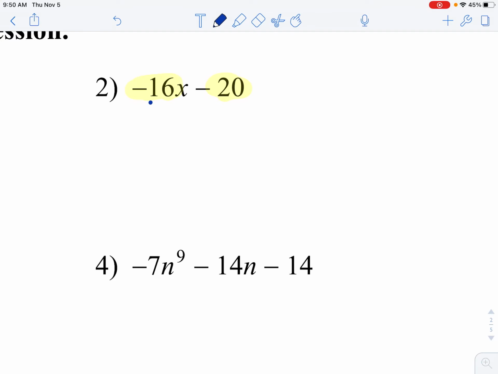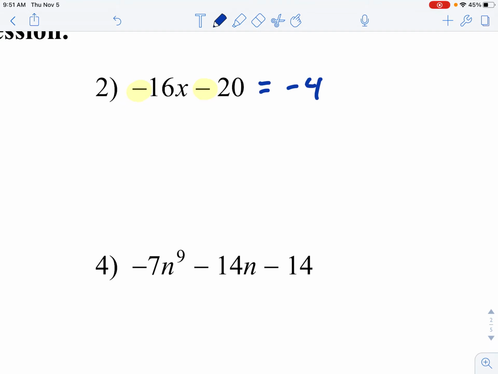So for example, 16 and 20 can both be divided by 2. 2 is what you'd call a common factor. However, there's a bigger number than 2 that you can divide out of 16 and 20, and that would be 4. Now, can you divide anything bigger than 4 out? You might say, well, I can divide 8 out of 16, but you can't divide 8 out of 20, so that's not going to work. So it turns out 4 is the biggest number. Now, it also happens that both of these have negative signs, so you can actually factor out a negative 4.